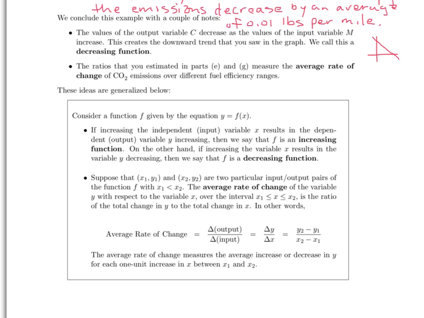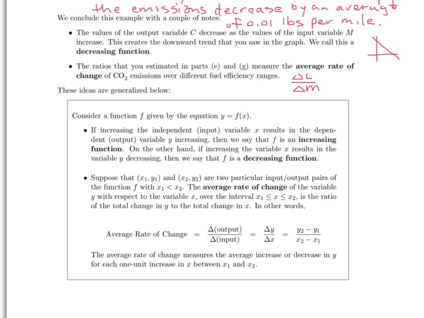Secondly, the ratios that you estimated in parts E and G, in other words, the delta C over the delta M, these ratios measure the average rate of change of carbon dioxide emissions over different fuel efficiency ranges. So in part E, we looked at the fuel efficiency range from 15 to 35 miles per gallon, and then in part G, we looked at the range from 30 to 50 miles per gallon. So this ratio in both of those ranges would be called the average rate of change of the carbon dioxide emissions over those ranges.